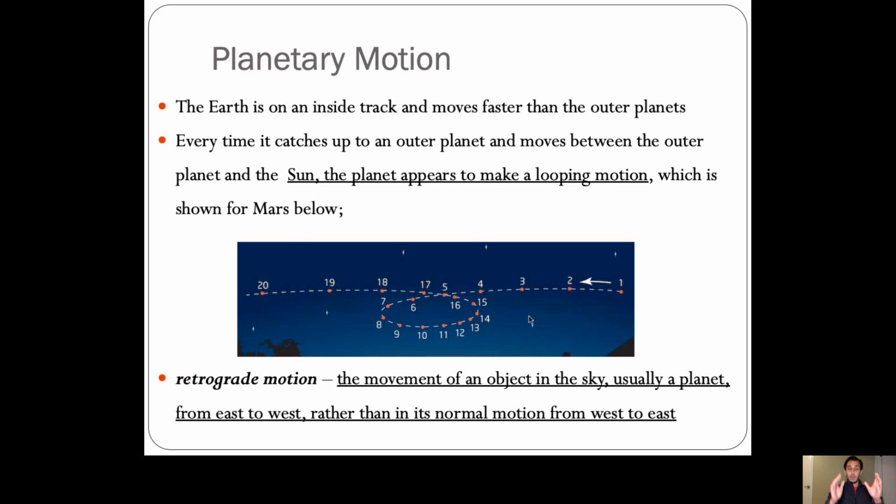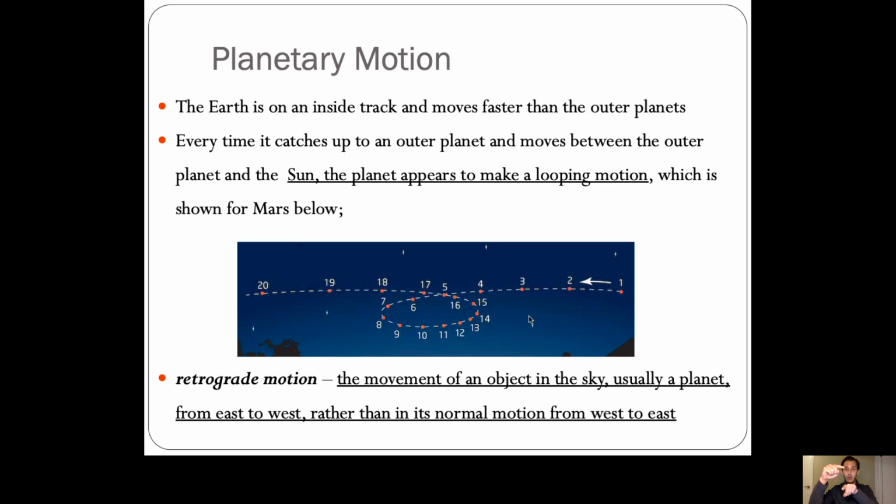Now, planetary motion. We know that the planets are all orbiting the sun. We know that, okay? But they're orbiting the sun at different rates, okay? So one of the things we notice is that when Earth is usually on an inside track, because Earth is one of the closest planets to the sun, it's the 3rd rock from the sun, okay? When it catches up to an outer planet and moves between the outer planet and the sun, the other planet, not Earth, appears to make a looping motion, okay? Which is shown for Mars below.